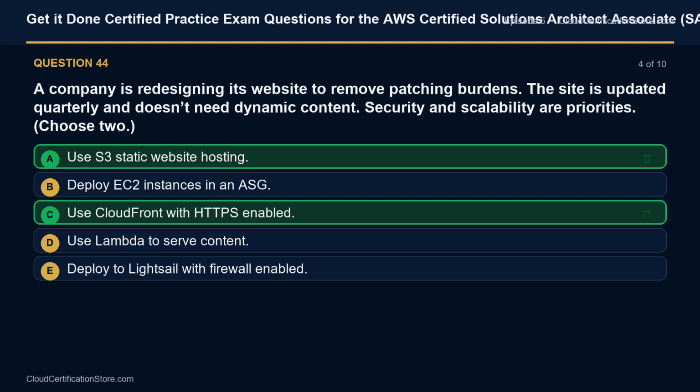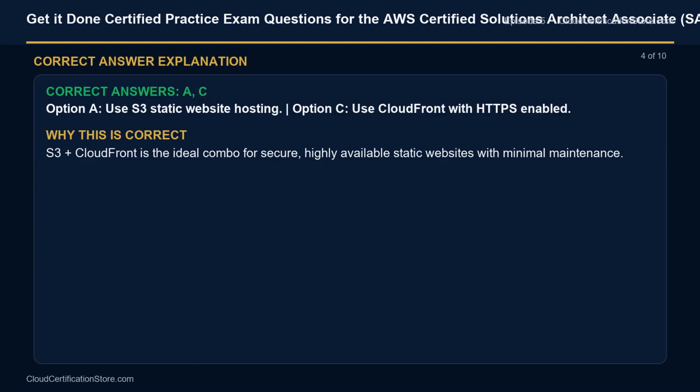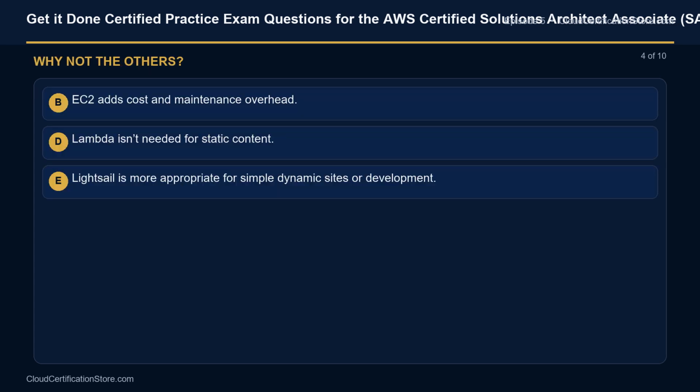Option A, use S3 static website hosting. Option C, use CloudFront with HTTPS enabled. Explanation: S3 plus CloudFront is the ideal combo for secure, highly available static websites with minimal maintenance. Why not option B? EC2 adds cost and maintenance overhead. Why not option D? Lambda isn't needed for static content. Why not option E? Lightsail is more appropriate for simple dynamic sites or development.